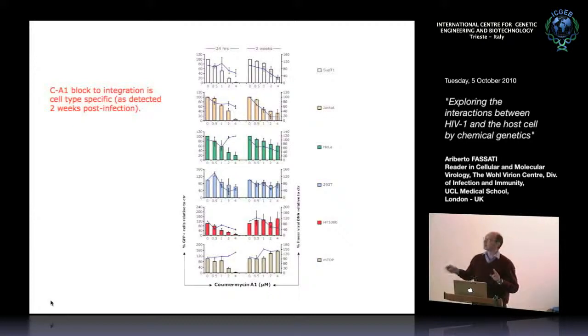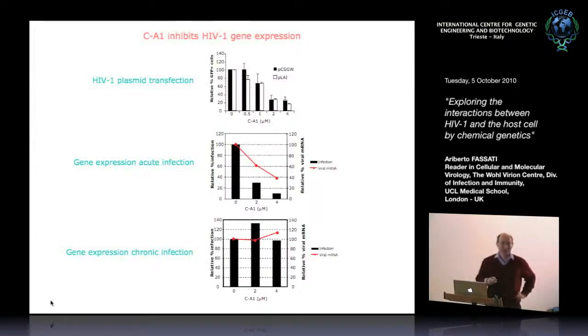So from this experiment, we could confirm that cumomycin had two different blocks. Okay, one was a little early, detected 24 hours, and another was at the integration step. So what could be the other block? Not the integration block, but the other block. So what we did was to test whether a step that is after integration is gene expression. So could that be the block? So what we did was to transfect some plasmid DNA. That's the virus, that's a vector, HIV vector. And we transfected the plasmid DNA, and we did see a dose-dependent reduction in expression, number of positive cells.